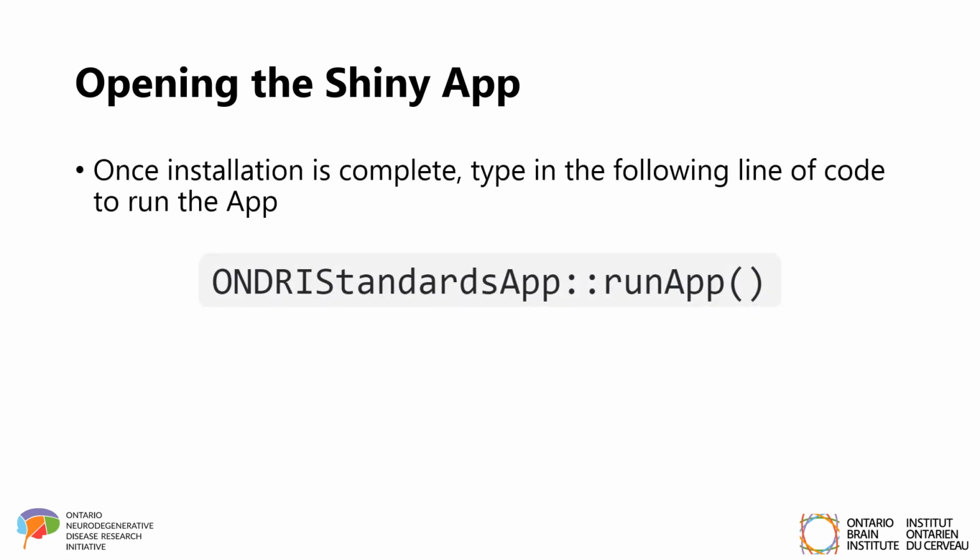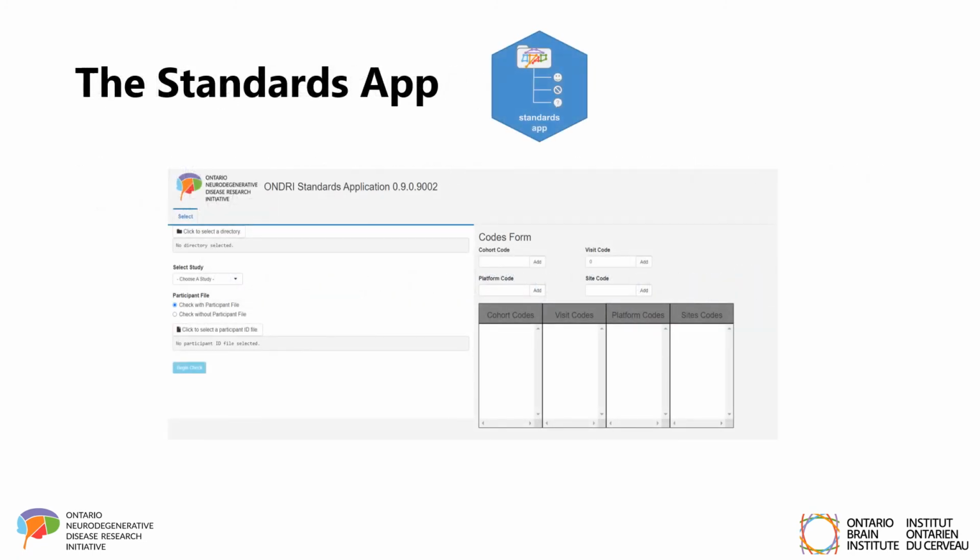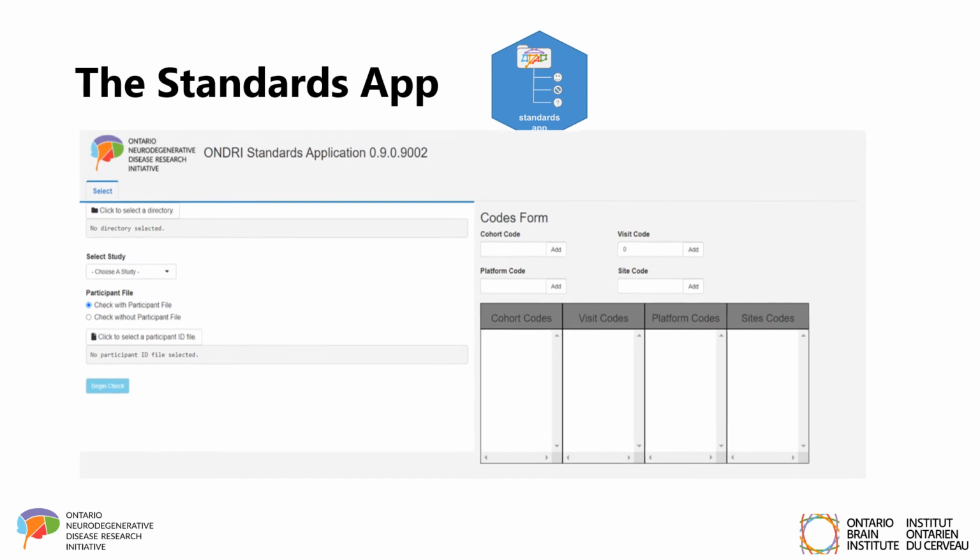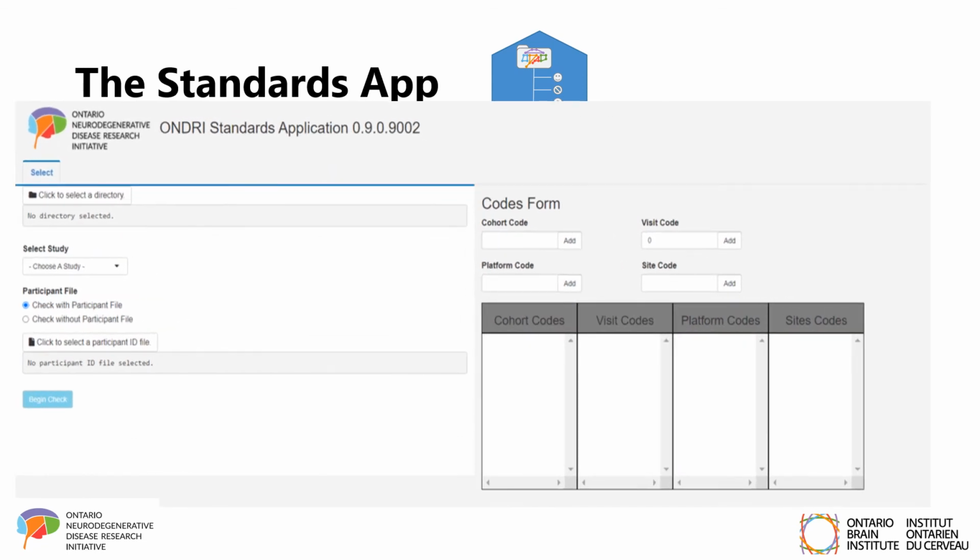You are finally ready to open the Shiny app. Once the installation is complete in the console, type in the following line of code to run the app. Once you run the line of code mentioned previously, this window will open up. This is the ONDRI Standards application, and you have successfully installed it. Congratulations!